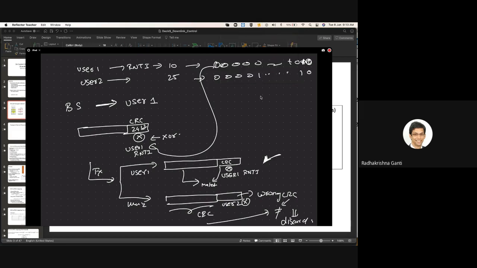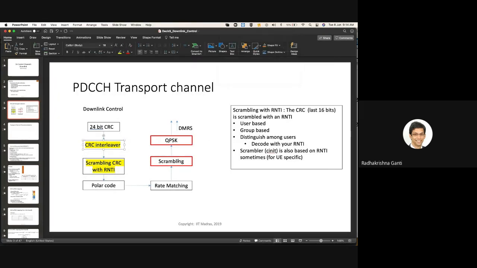One thing you should remember: technically user 2 is discarding it, but his data is correct. The CRC is not matching because the CRC is scrambled by a different RNTI, but the data is correct. From a security perspective, this is not such a great thing. So they also do some scrambling so that they cannot decode the data. Some parts of this are scrambled with some common RNTIs that are known to everyone. So this is the PDSCH transport channel.